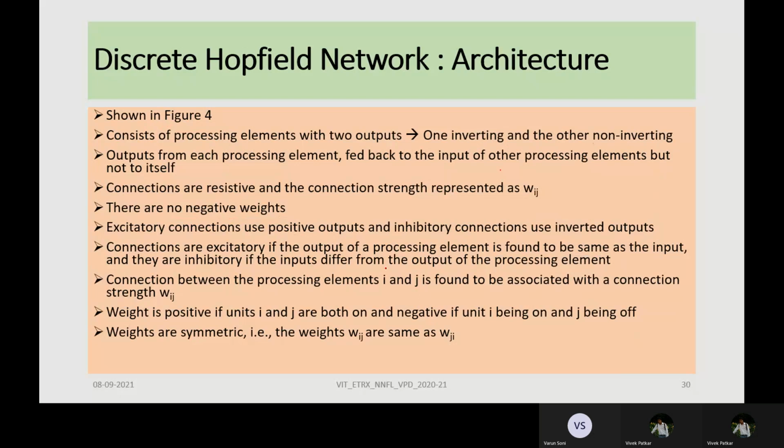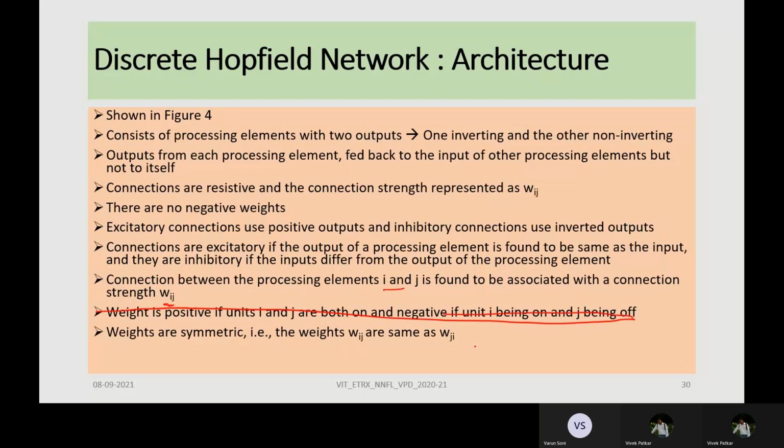The connection between processing elements I and J is associated with the connection Wij. Means connections are represented by weights. Weight is positive if units I and J both are on, and negative if unit I is on and J is off. Actually, not weight. Don't take this. There are no negative weights. Clear? Weights are symmetric.